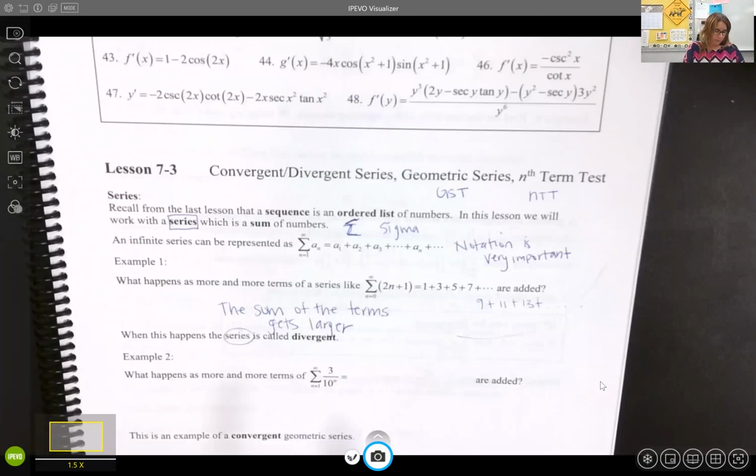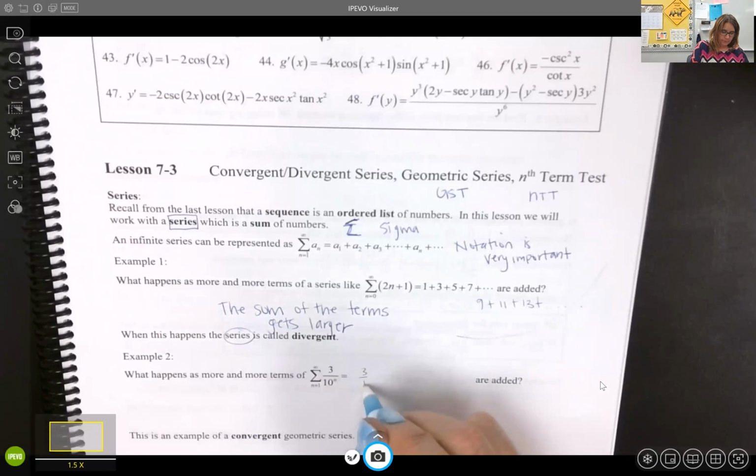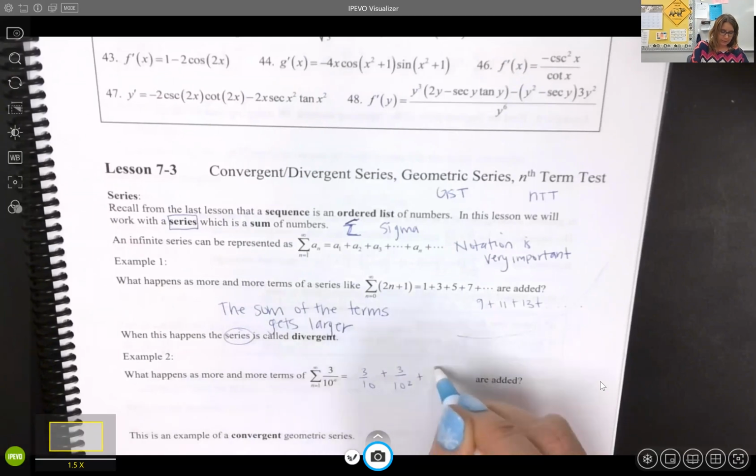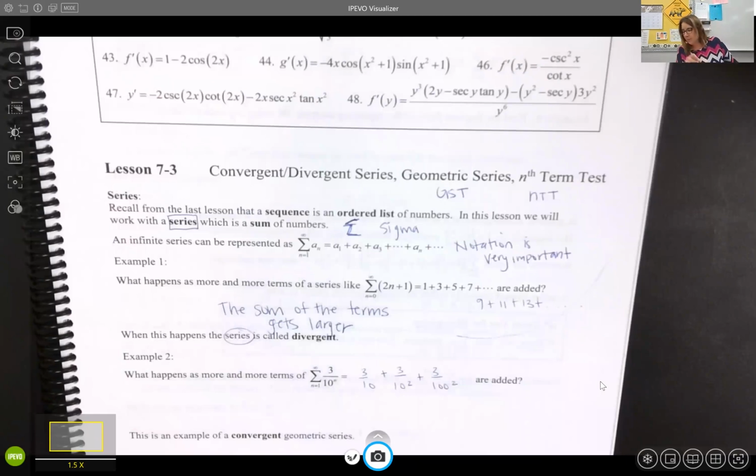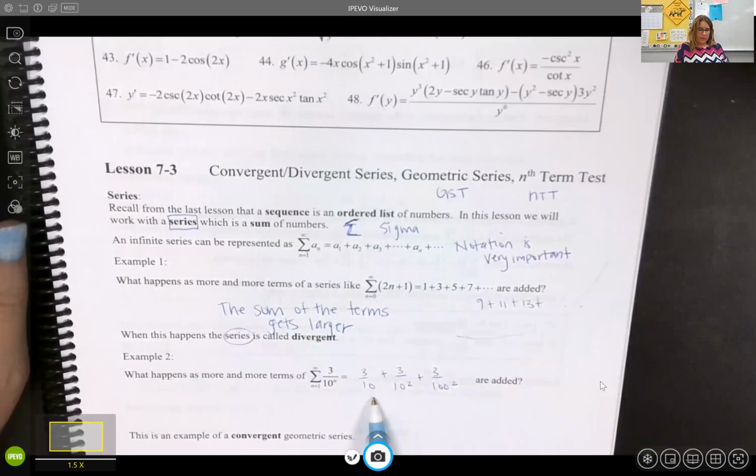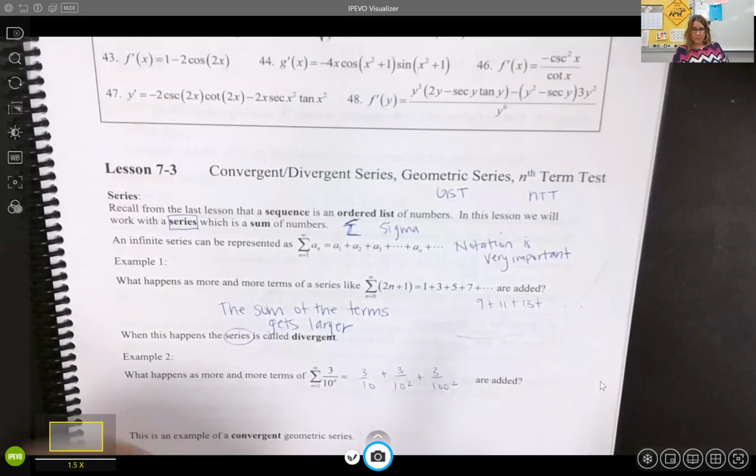Okay, so on example 2, we're saying what happens as more and more terms get added to this. Okay, so if I'm doing this one, if I plug a 1 in, I get 3 over 10. If I plug a 2 in, I get 3 over 10 squared. If I plug a 3 in, I get 3 over 10 cubed. Okay, and what you're noticing is that this is just going to be 10, 100, 1,000. It's just going to keep getting bigger and bigger and bigger on the bottom in terms of the zeros.